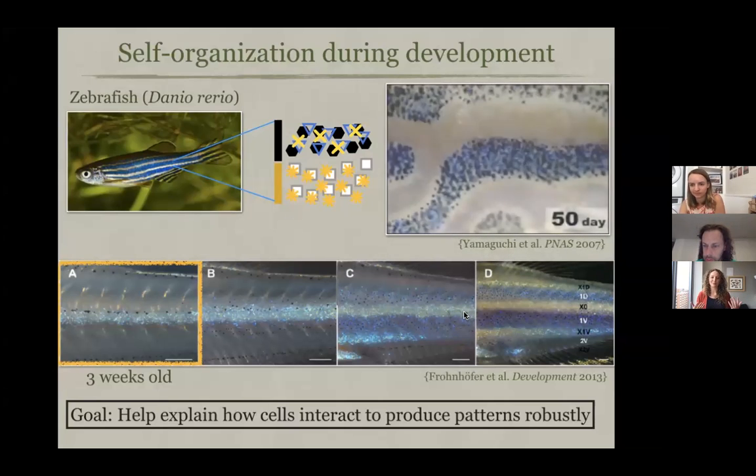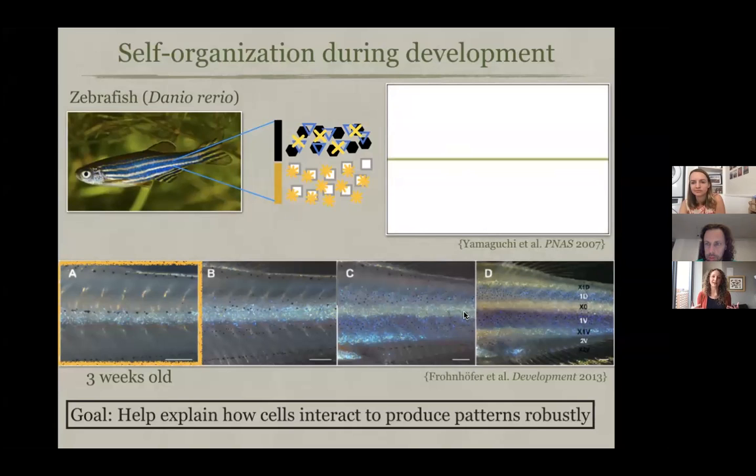I think it's remarkable that you have these tens of thousands of cells, and somehow they're able to reliably and robustly create stripes. You get dependable stripes on this fish, despite the fact that the cells are interacting in a noisy, inherently messy, biological, stochastic environment. So one of the big goals of my work is to better understand how cells interact robustly and reliably so that we get nice, dependable stripes in this fish.